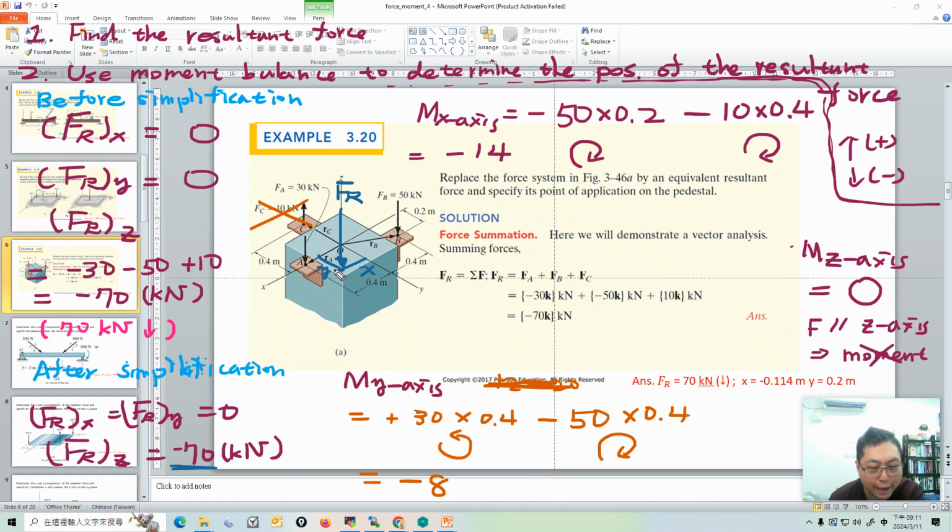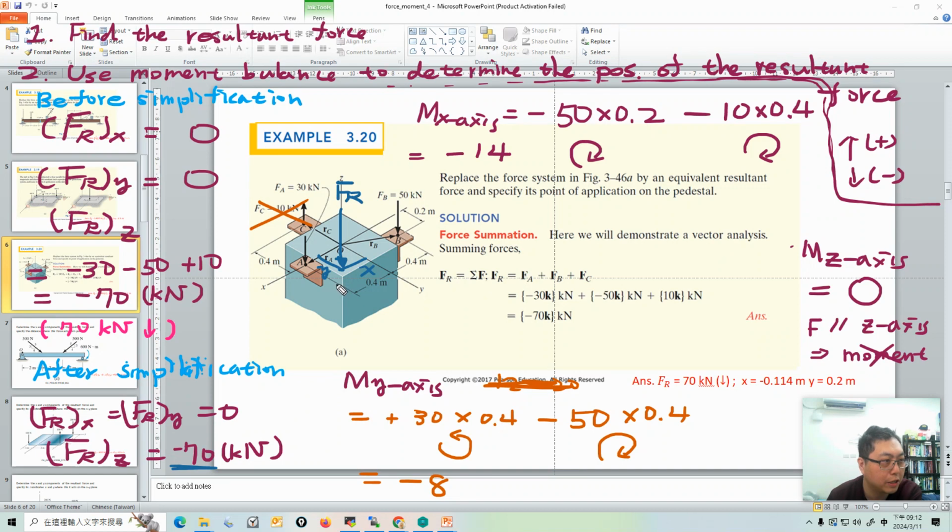If you don't know where the position is, just assume it's in the first quadrant. If you don't know which quadrant it will be, just assume it's in the first quadrant. That will make your life easier, okay?